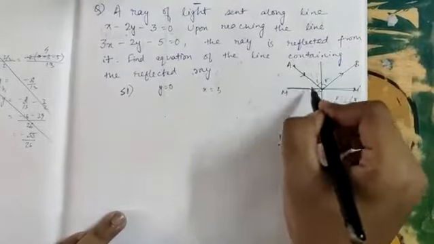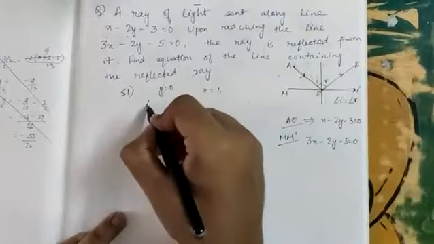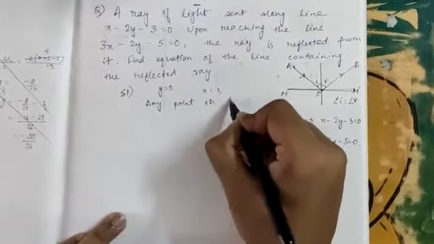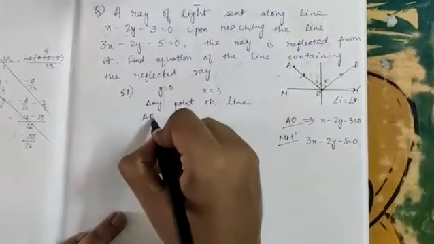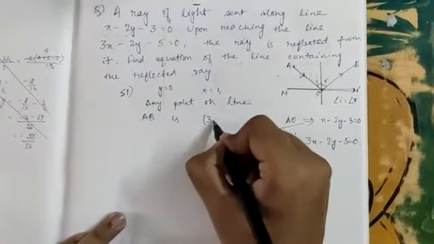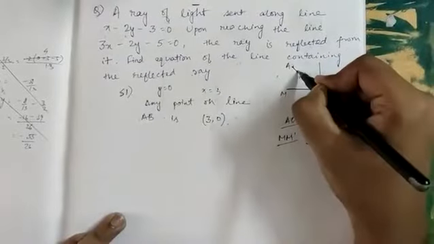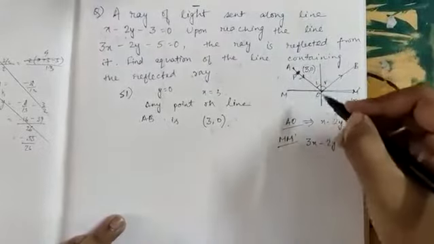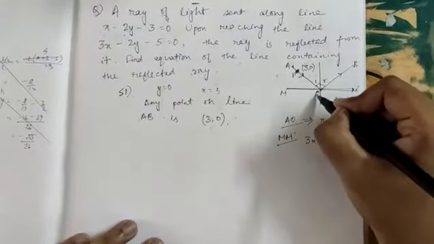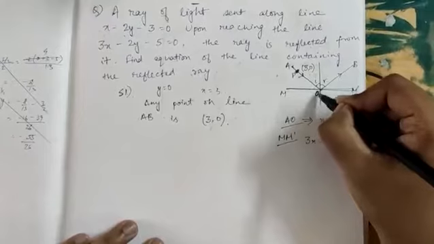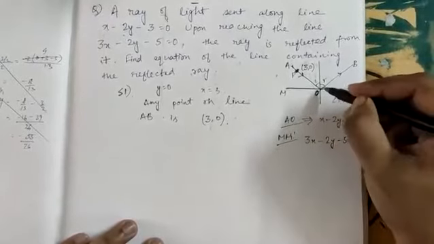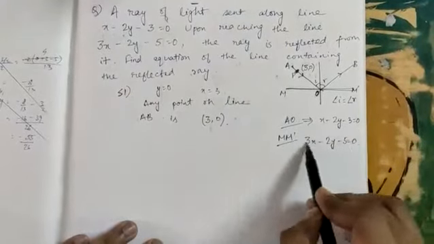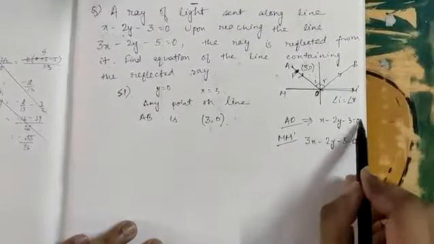So any point on line AB is 3, 0. Okay, suppose this is the point, I am taking it as P and it's 3, 0. And we also can find the coordinates of O, that is the point where the incident ray is falling on the mirror. How can we find that? By solving these two equations, the point of intersection of the line of the mirror and the incident ray.